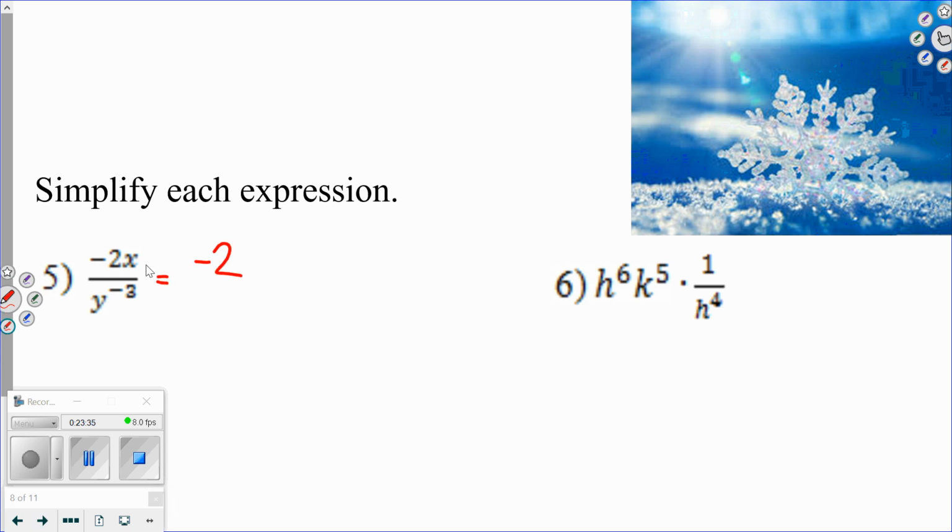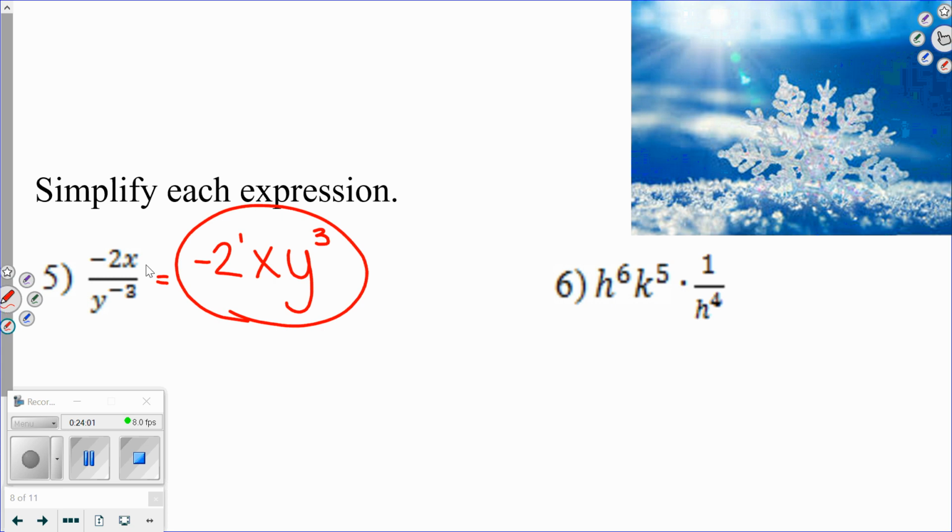So the negative 2 is fine. Its exponent technically is 1. And I have an x. And since the y is on the bottom and negative, where is it going to go? It goes to the top and becomes y to the 3rd. And I am okay. Right? As long as you don't have any like terms left over, there's no more negative exponents. Numbers can be negative, exponents cannot.